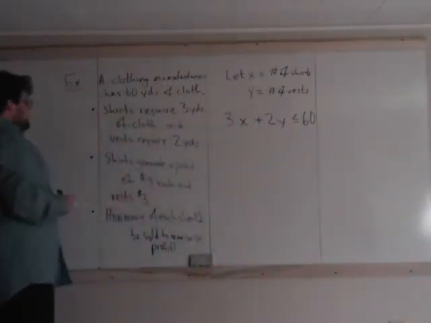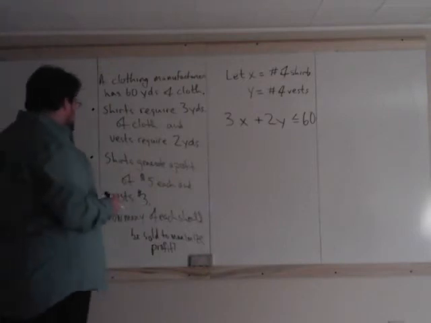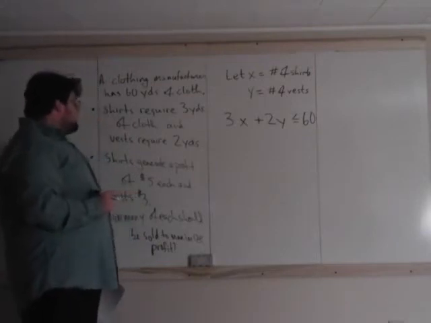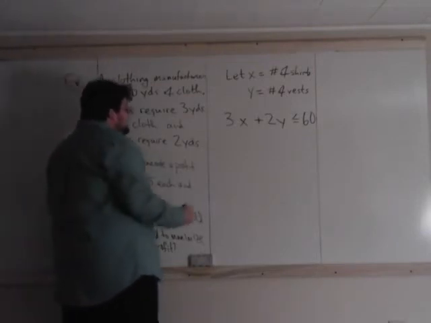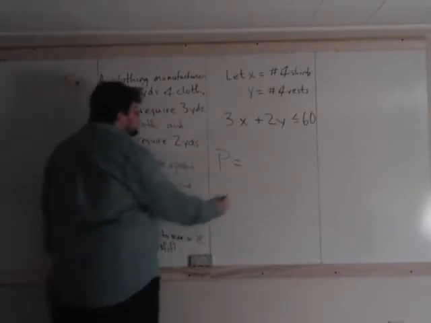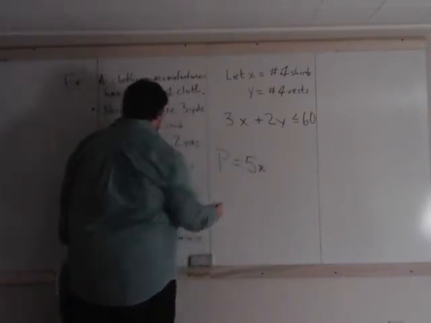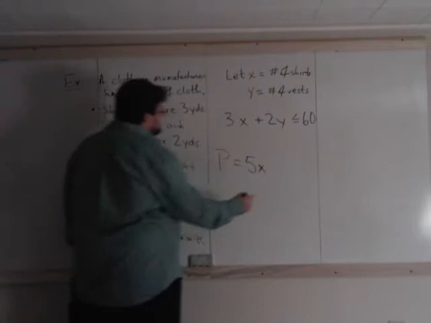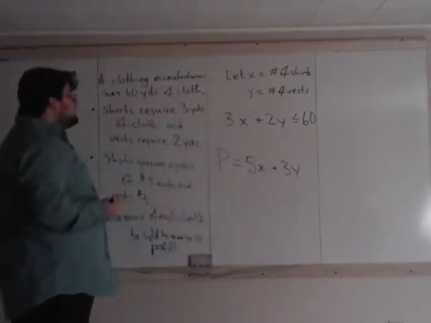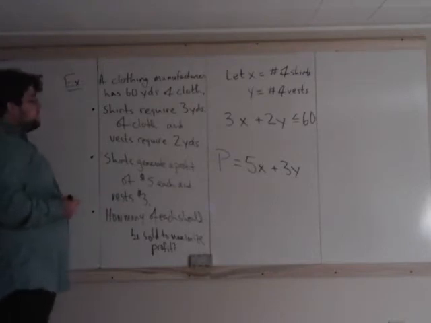And now let's find a profit equation. Profit, shirts generate $5 per shirt, vests generate $3 per vest. So profit, which we'll call P, is $5 per shirt, $3 per vest.